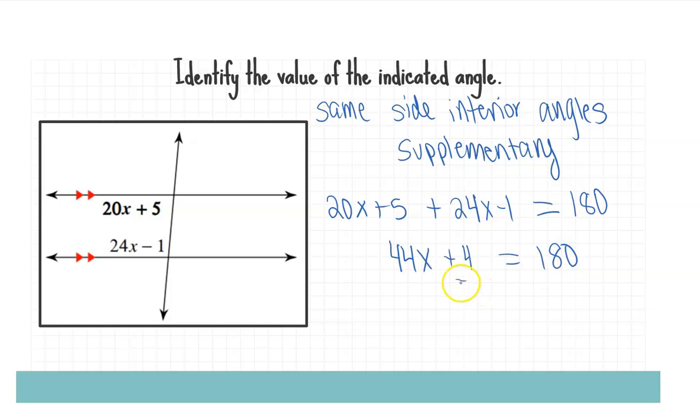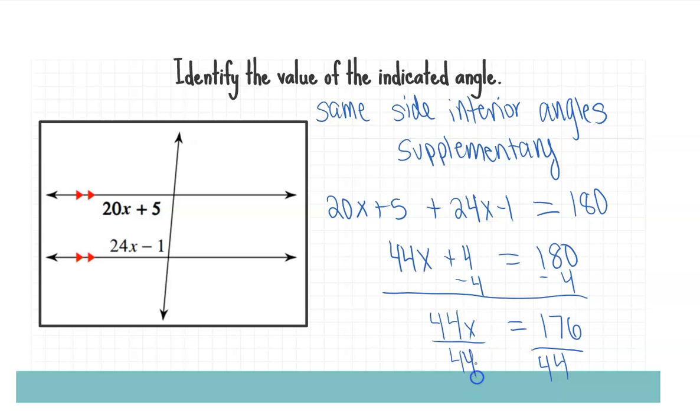And now we're just going to solve for x just like we've done before. I apologize about that, that was my dog. All right, so 176 divided by 44 would give us a final answer of 4 for x.